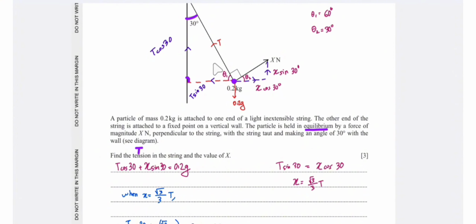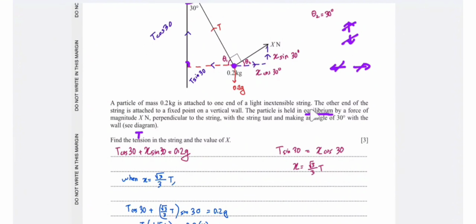Since the system is in equilibrium, we know that at equilibrium the resultant force is 0. That means the force at the left is equal to the force at the right, and the force up is equal to the force at the bottom. So up is equal to down, that means the resultant force in the vertical direction is 0, and left is equal to right, that means the resultant on the left and right is 0. That means the object is at equilibrium.